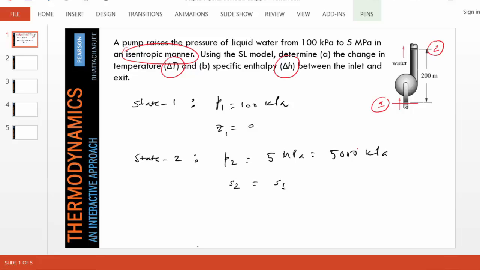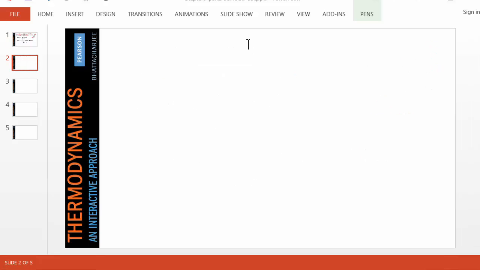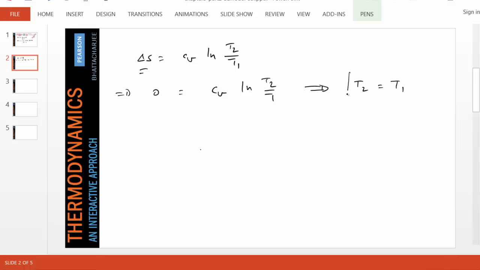Okay. So when you use the SL model, let's recall the formulas for property changes in the SL model. We know that the entropy change delta S is given by Cv ln(T2/T1). And if entropy doesn't change, delta S equals 0. So immediately we know that T2 must equal T1. Therefore, delta T equals 0, a very trivial solution.